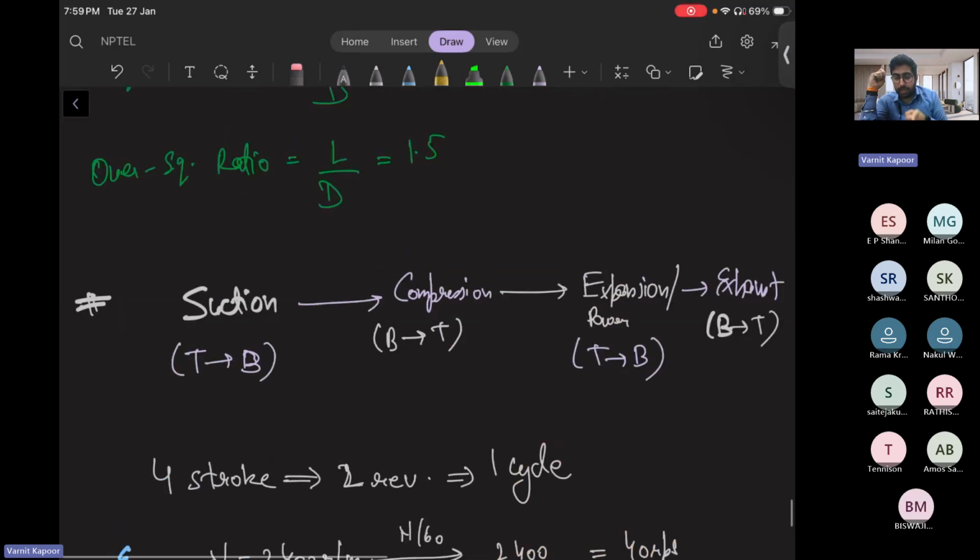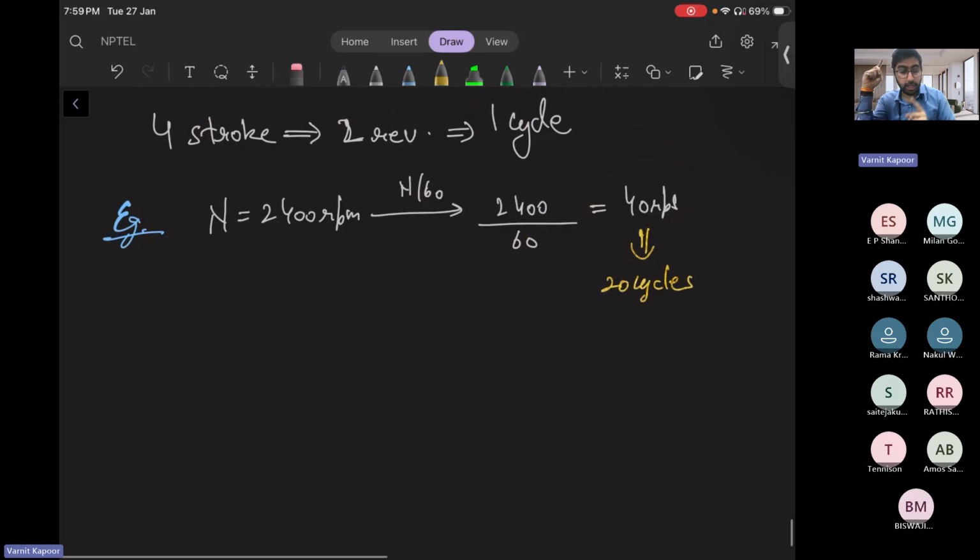In each cycle, each stroke comes 1 time: suction stroke, compression, expansion, exhaust, each stroke comes 1 time in a complete cycle. That means there will be 20 power strokes, or 20 suction strokes, or 20 compression strokes, or 20 exhaust strokes in all these 20 cycles. Okay, you understand that?